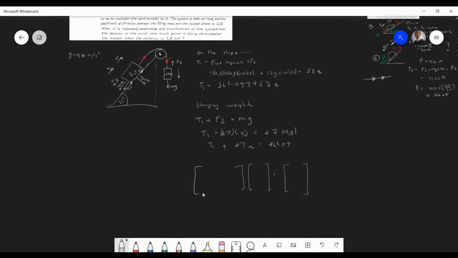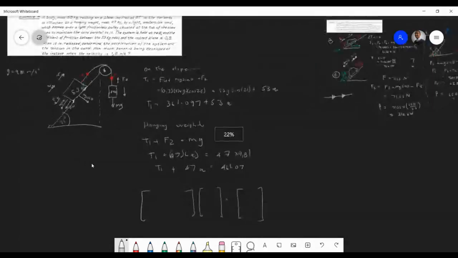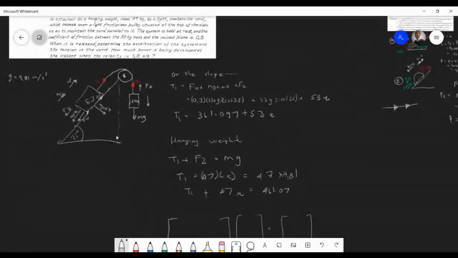Should be fine. So guys, what I basically did is I looked at the forces on the slope. And as you can see there, the tension in the rope will be equal to F mu plus mg sine theta plus Fz. Are you guys happy with that? All I basically did at the end is added them all up, and I end up with 361 plus 53 times the acceleration. Are we happy with this?